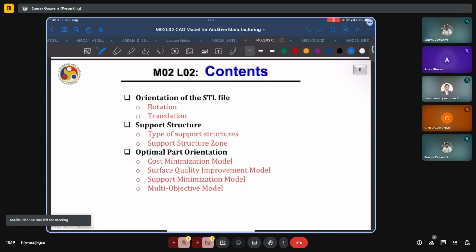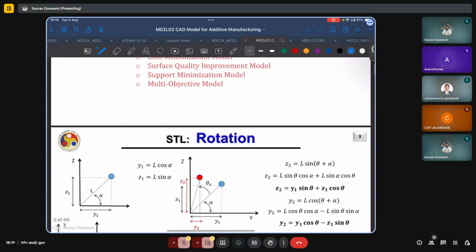Then we discussed optimal part orientation. That is, in the last week we discussed that there may be strategies whereby we can orient the part at the beginning of build such that some objective is fulfilled, such as the number or the volume of support structures is minimized, or supports are eliminated altogether, or we can minimize the time or the cost or have the best surface quality.